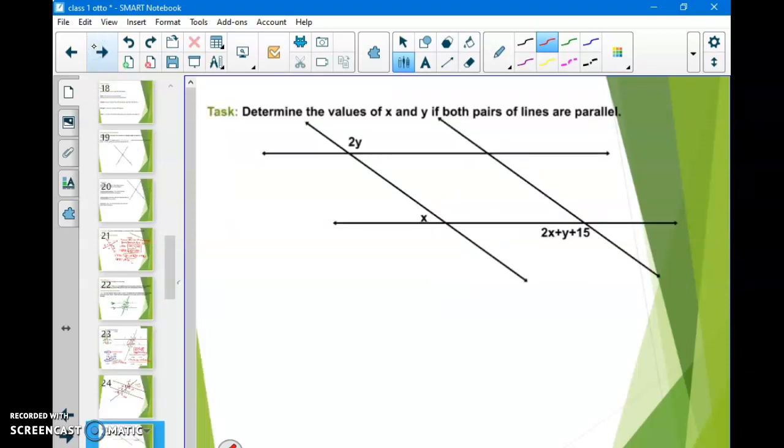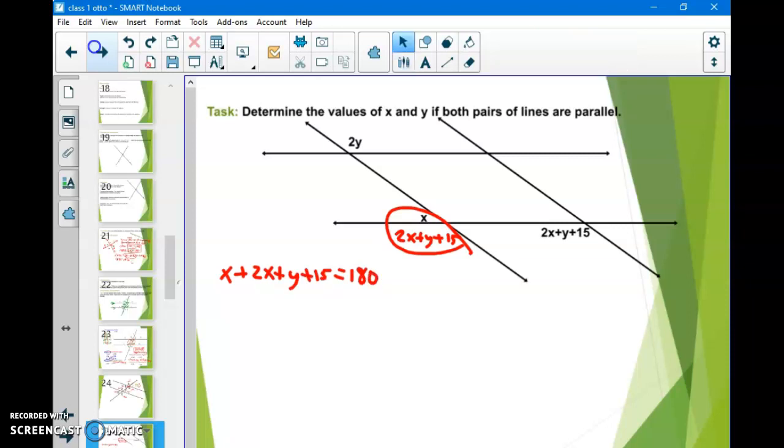All right, so now we have 2 sets of parallel lines, and we're supposed to find out what each of those is. I'm going to say, well, if they're parallel, then we know that this angle over here is 2x plus y plus 15. So we know that these 2 angles would add up to 180 because they are a linear pair. So I'm going to say x plus 2x plus y plus 15 equals 180.